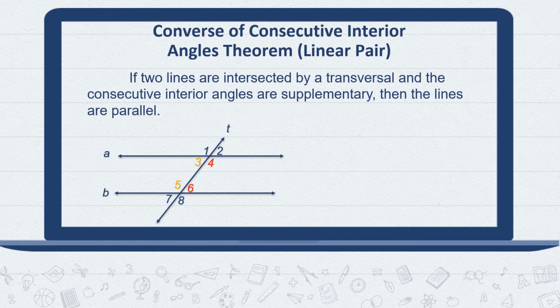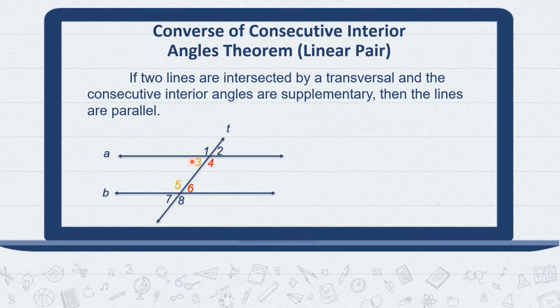Next, we have the converse of the consecutive interior angles theorem or linear pair. It states that if two lines are intersected by a transversal and the consecutive interior angles are supplementary, then the lines are parallel. So yung sinasabi natin na consecutive interior angles dito ay parehas lang doon sa same side interior angles. So ano ang same side interior angles natin?